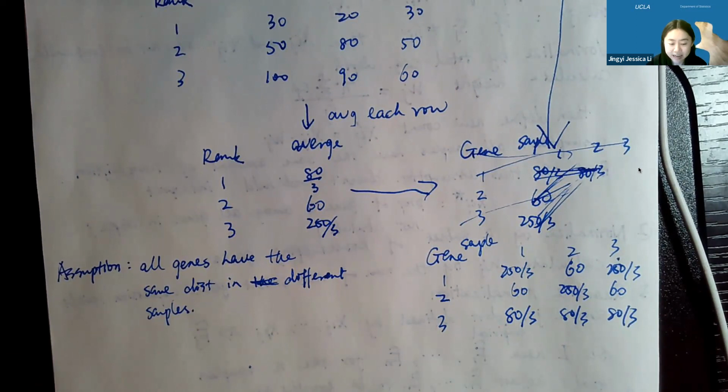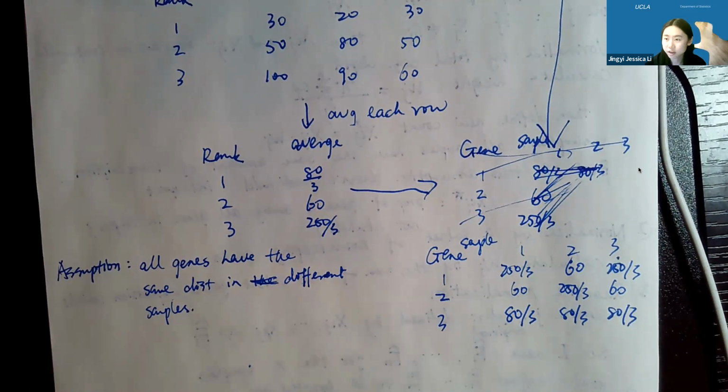Okay, so another type of normalization methods I'm going to talk about is what we call model-based. The previous three types, based on sequencing depth, based on housekeeping genes, and based on quantile normalization, don't assume a probabilistic model, so we don't call them model-based. But a more sophisticated way of doing the normalization is based on a probabilistic model.